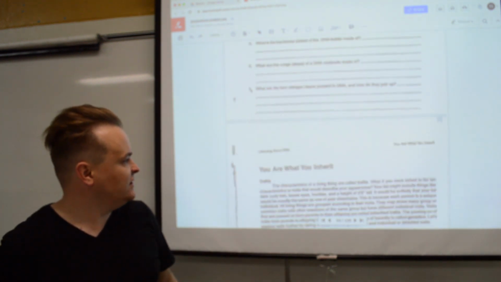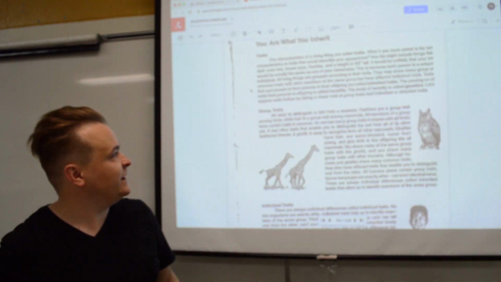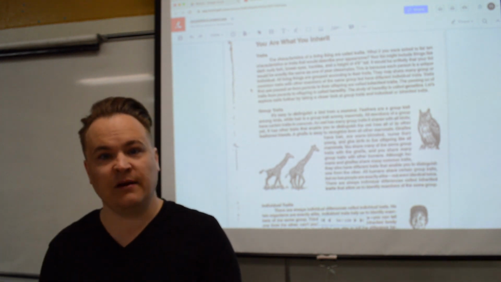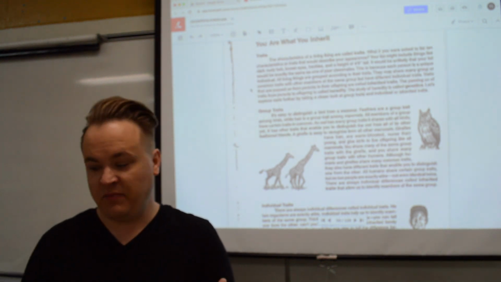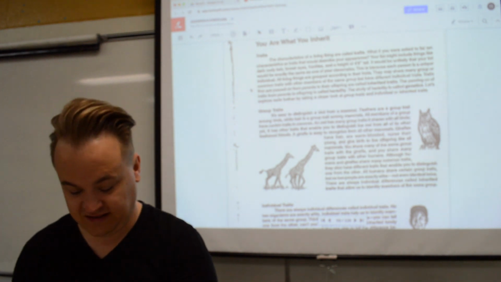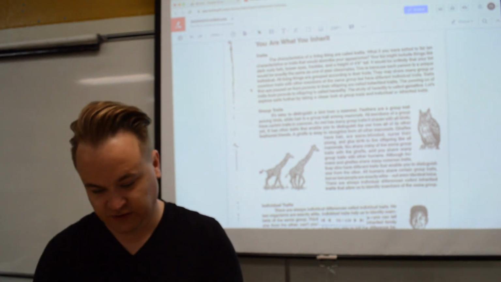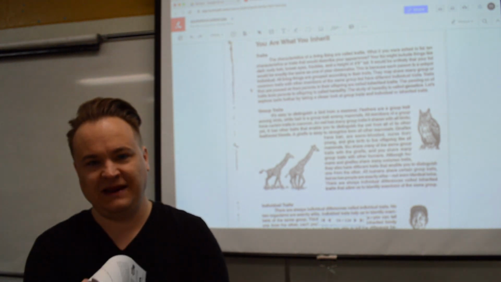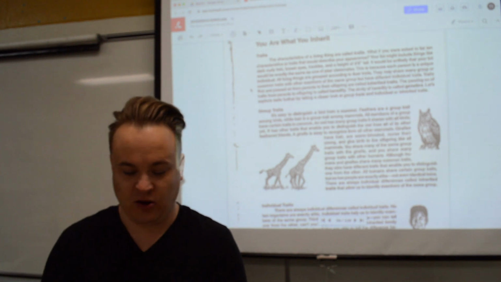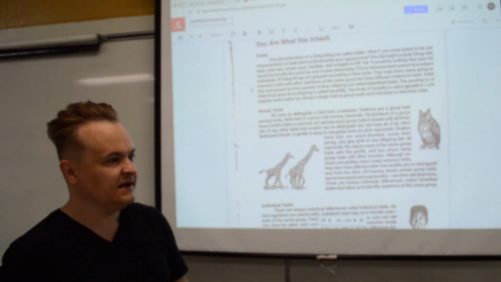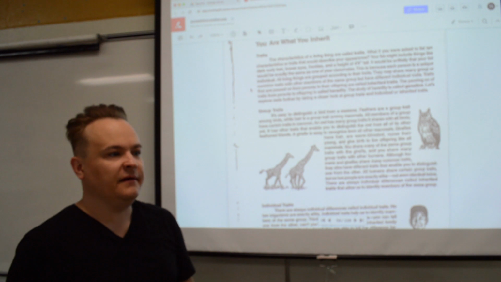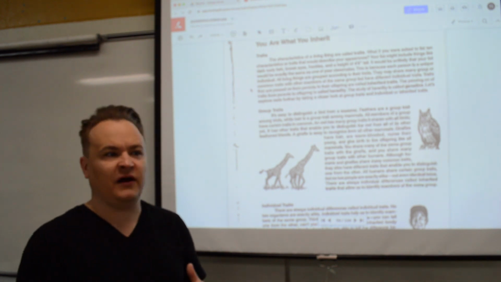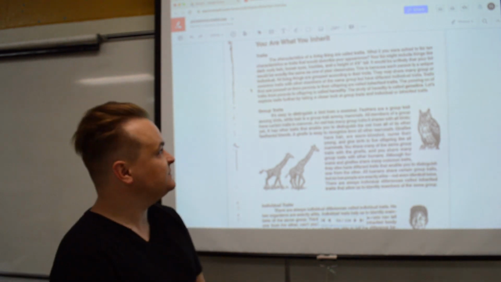Now we're going to move on to the You Are What You Inherit. Now this is just talking about passing on traits from parent to offspring. So let's take a look at this sheet quickly, and I'll do a little read through. This one's a little bit easier. They're going to be talking about whether something is an individual trait, like, for example, a trait of, let's talk about humans. So that's what this whole sheet is going to be.